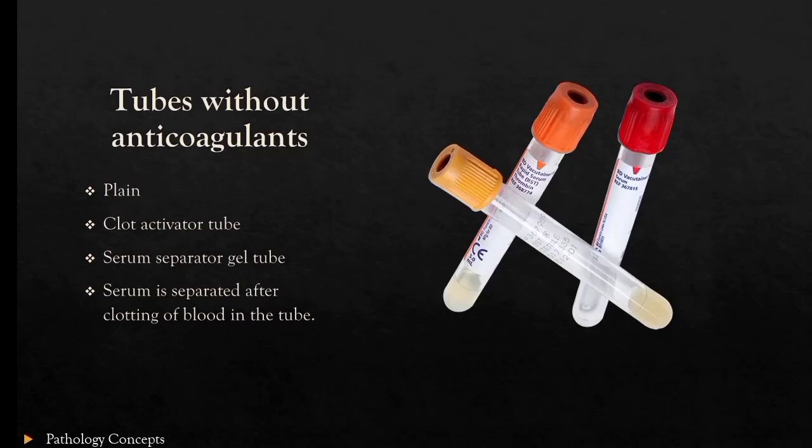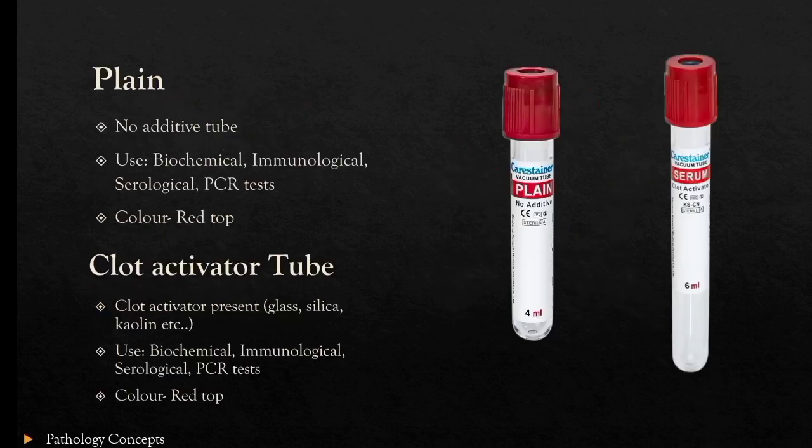Tubes without anticoagulant are the plain tube, the clot activated tube, and the serum separator gel tube. The serum is separated after clotting of the blood in the tube. Plain tube: there is no additive in the tube. It allows clotting of blood. The serum is separated after clotting. It is used in biochemical, immunological, serological and PCR tests.